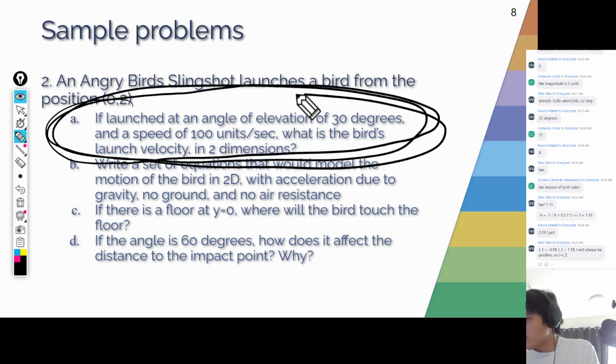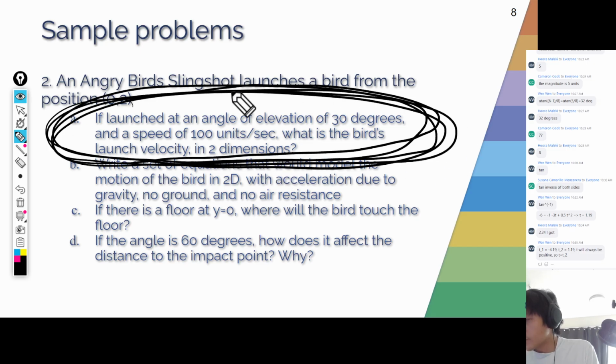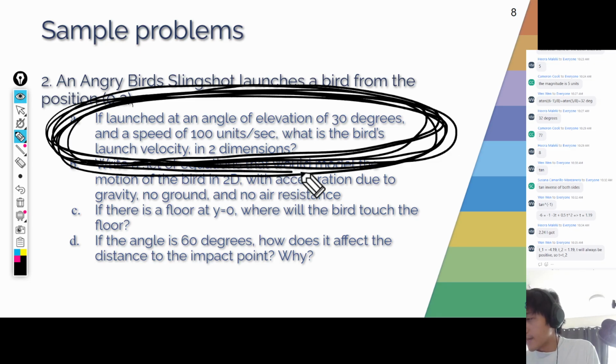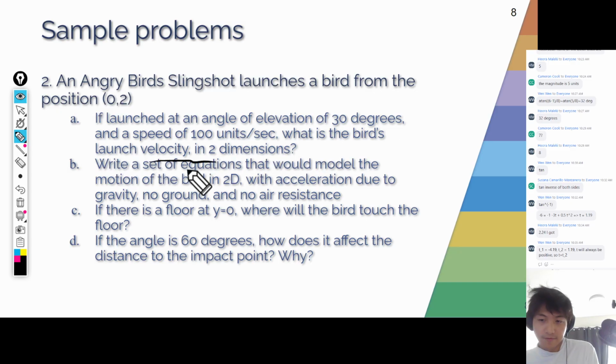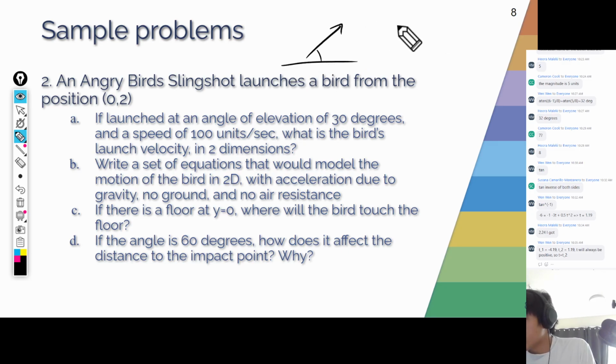This one is really relevant to what you are doing right now with that lab exercise. So if you have a given launch angle, a given speed, then what is the x and the y of that velocity? So Slingshot says we are launching a bird with 100 units a second at 30 degrees, then this does create a triangle. This does create something where we could calculate what is that vector in terms of x and y. So we want to figure that one out. That's what we want to do.